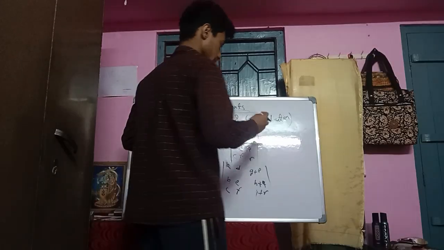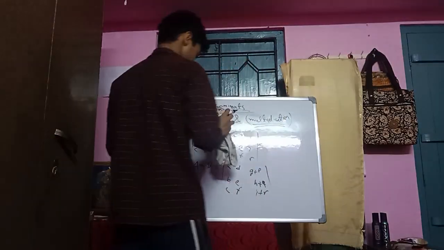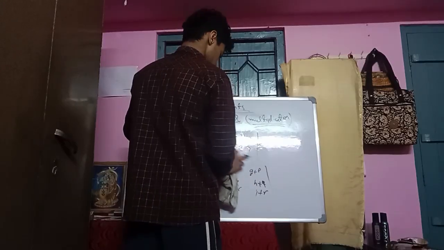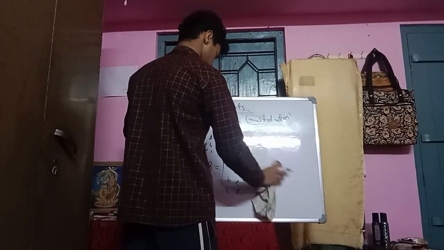Now let's talk about multiplication. Multiplication is a bit complex. Let's talk about 2 by 2 determinants first.